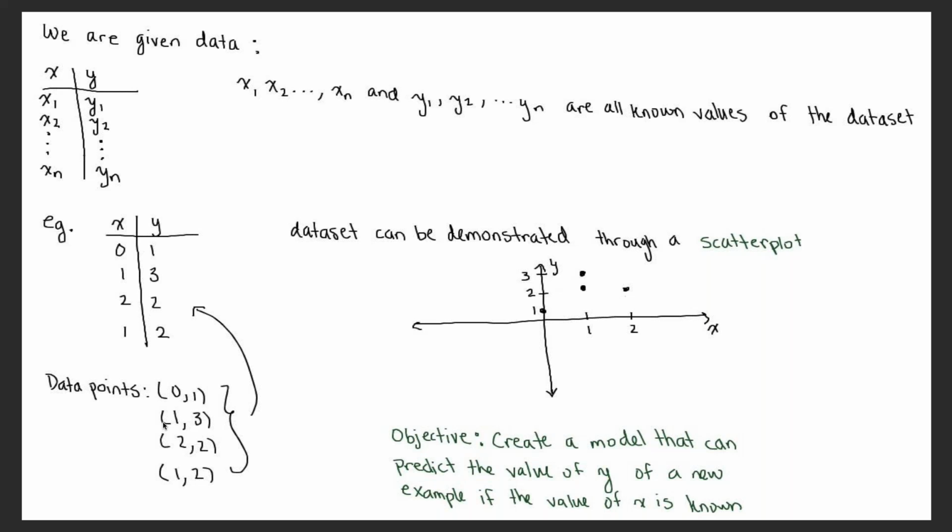What we do is we take the data points that we are provided and we try to create an accurate representation of the data to the best of our abilities. So the objective of linear regression is to create a model that can predict the value of y of a new example if the value of x is known. I'll show everyone a few examples of this.